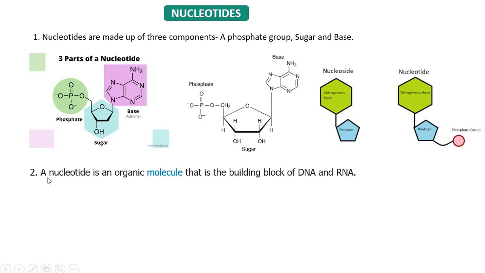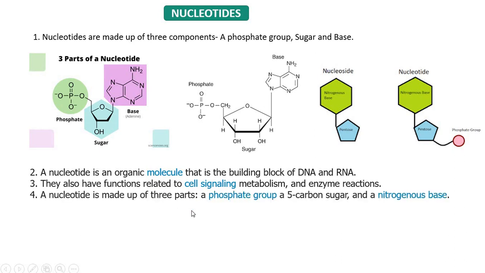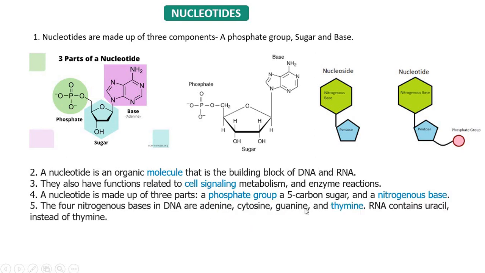Now this is very important: a nucleotide is the backbone of DNA and RNA. We can say it is a building block of DNA and RNA, and nucleotides have functions like cell signaling, metabolism and enzyme reactions. They have three parts: a phosphate group, a 5-carbon sugar and nitrogenous bases. The four nitrogenous bases in DNA are adenine, cytosine, guanine and thymine. While in RNA, instead of thymine there is uracil. That is the only difference.